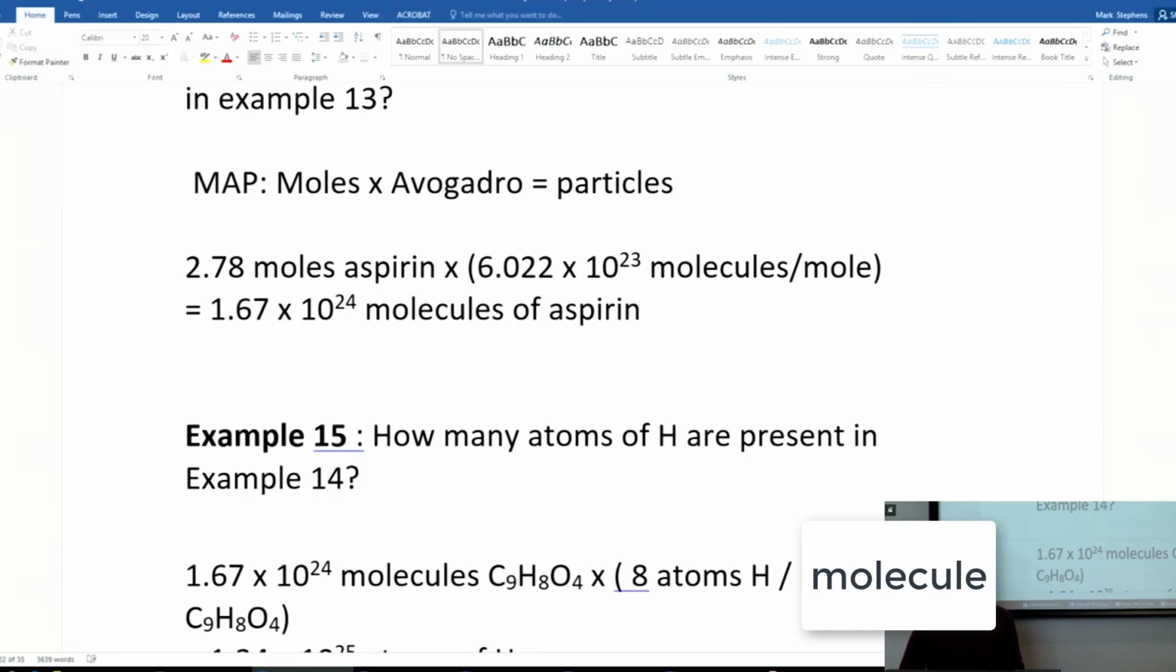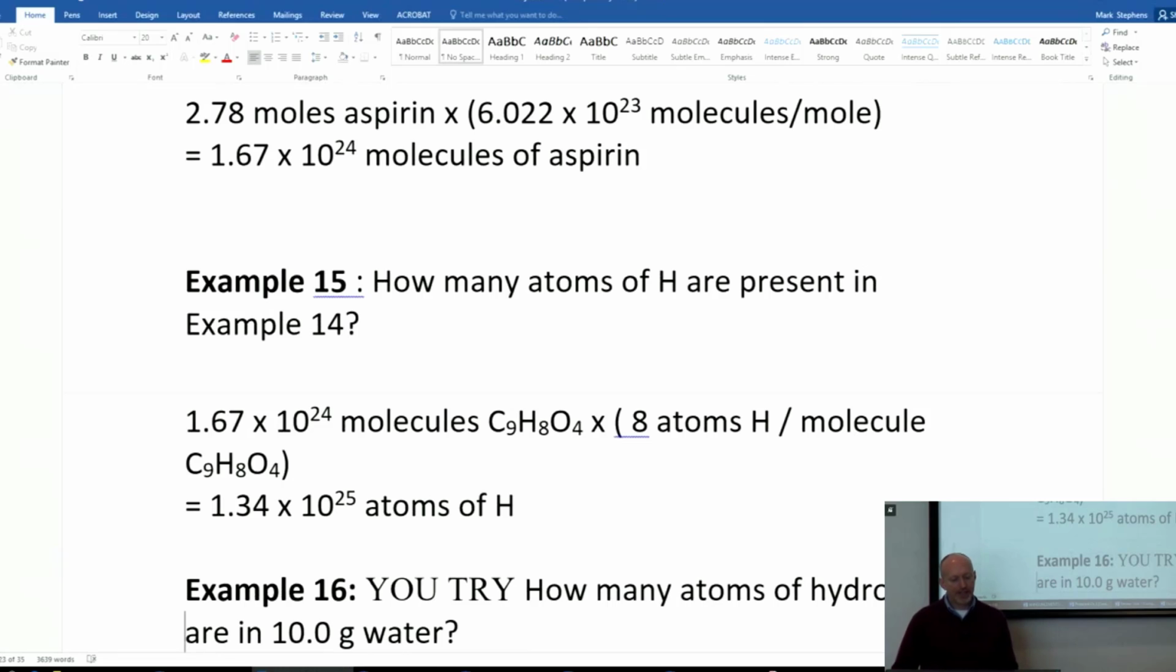So all I have to do is multiply by 8. And so I get 1.34 times 10 to the 25th atoms of hydrogen. So we're just doing a little inventory at the very end. We found particles of a compound, but I want to know what's happening on an atom basis, so I do a little inventory.